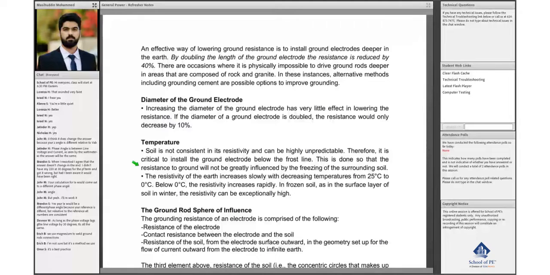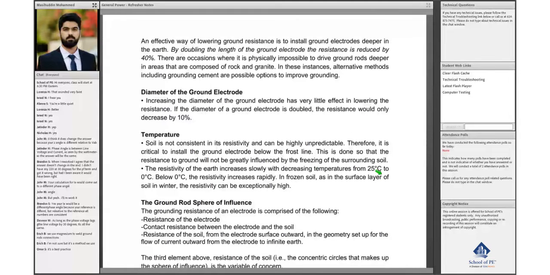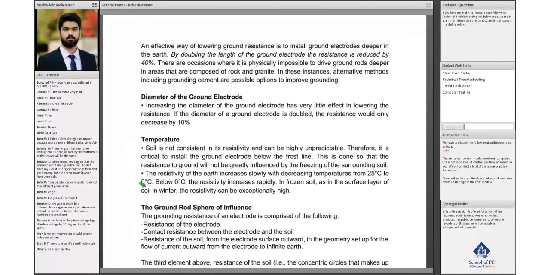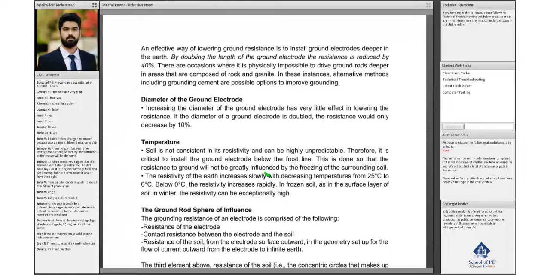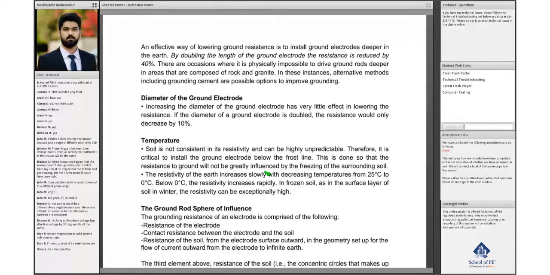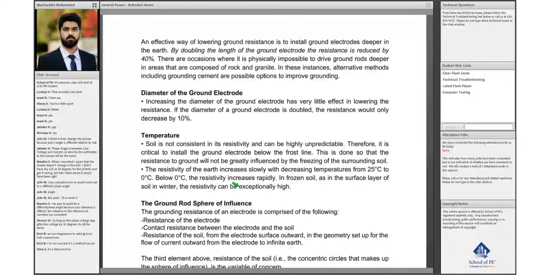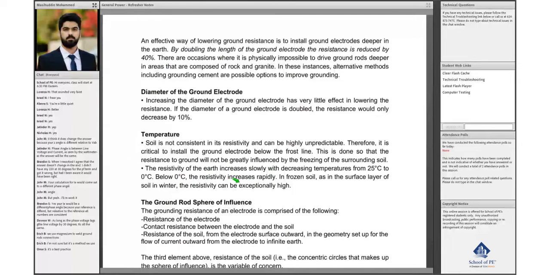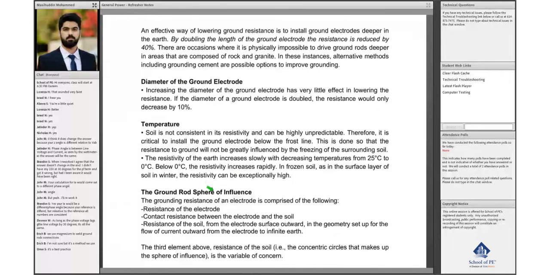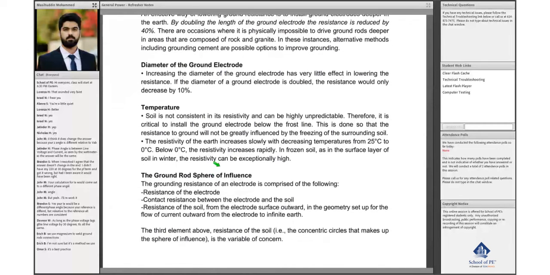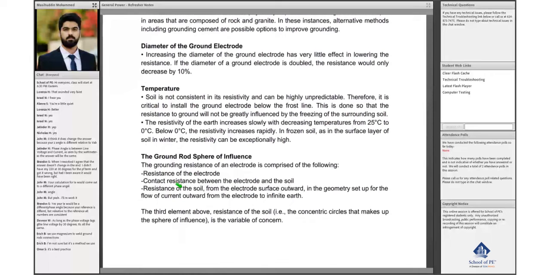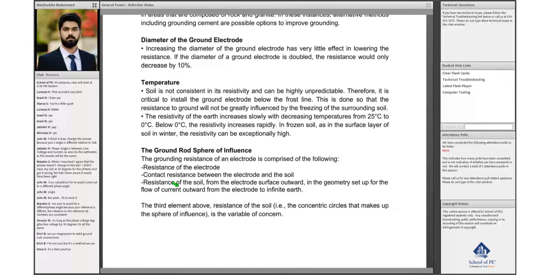Temperature plays an important role as well. For example, between 25 degrees C and 0 degrees C, the resistivity changes gradually, but once it's below the freezing point, below 0 degrees C, the resistivity increases rapidly. That's why in frozen soil, the surface layer has a very high resistivity.